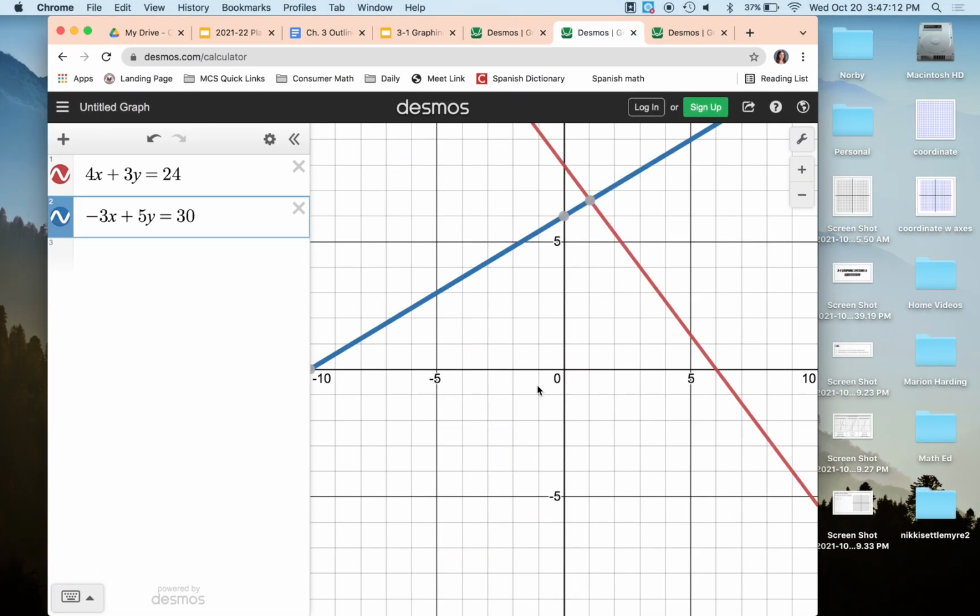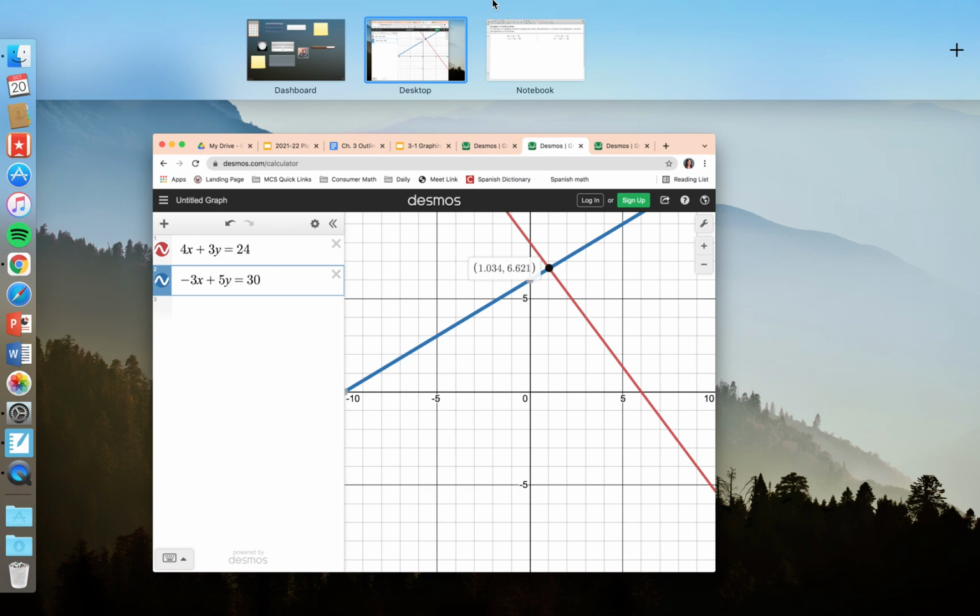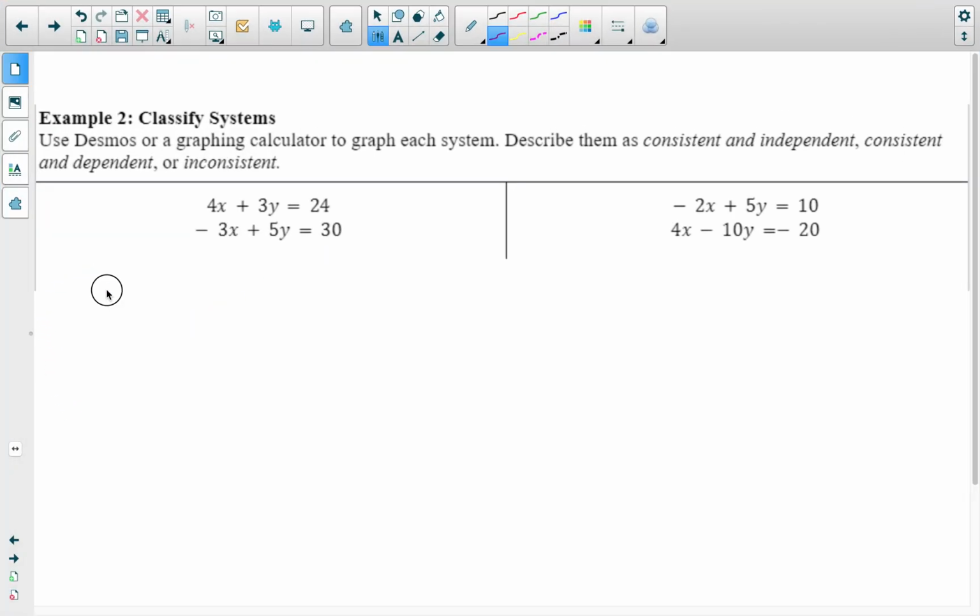Here it is. We see that this system intersects at one point, meaning it's going to be consistent and independent.